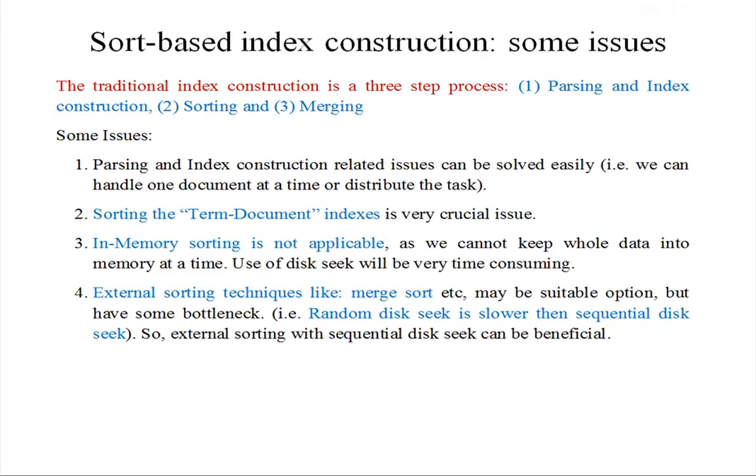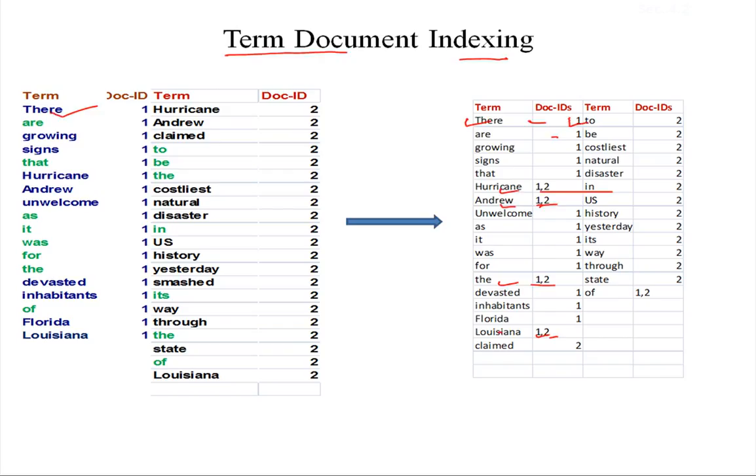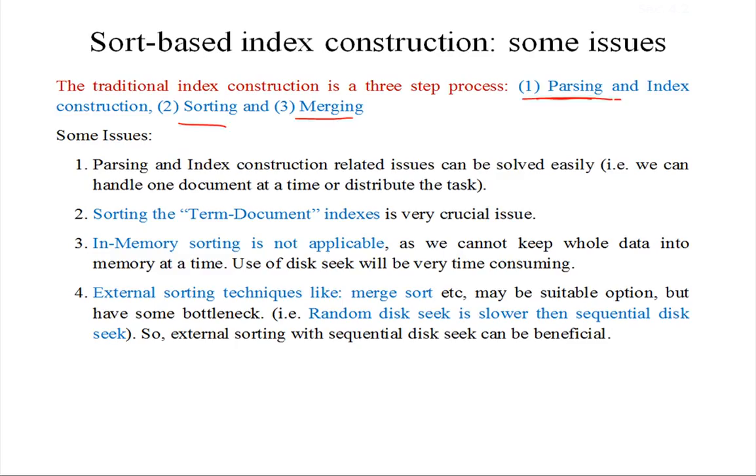The first is sort based index construction. In sort based index construction, the first step is parsing and index construction, the second is sorting, and the third is merging. Suppose we take millions or billions of documents and we need to prepare such an index, like the term there exists in how many documents. Making such an index by taking one or two documents is very easy, but if you have billions or trillions of documents, then some optimization techniques or optimal methods may be necessary. So the first step is parsing and index construction, the second step is sorting, and the third step is merging.